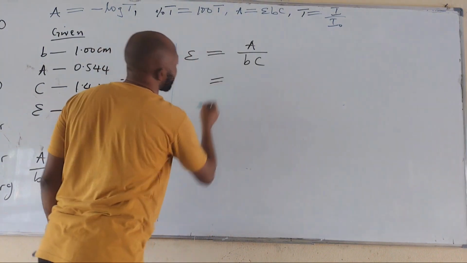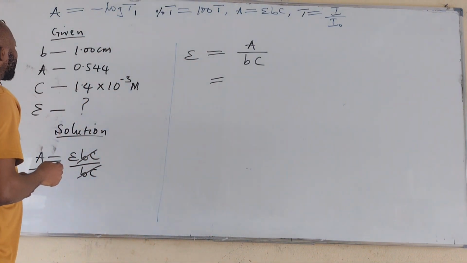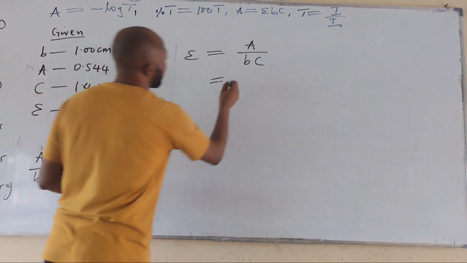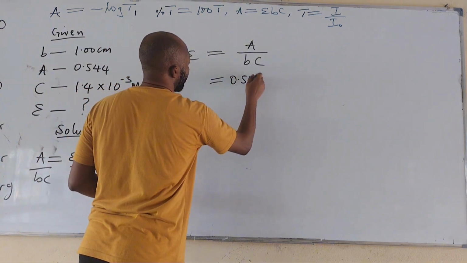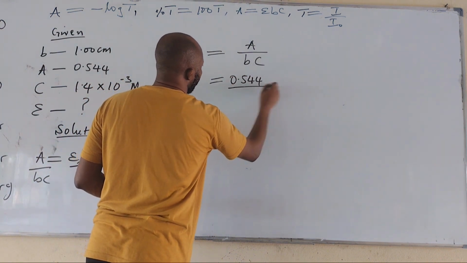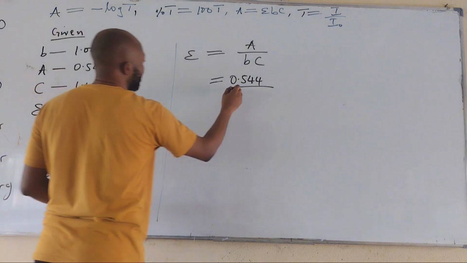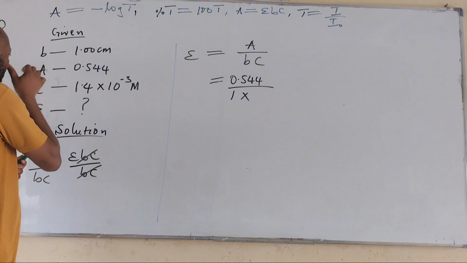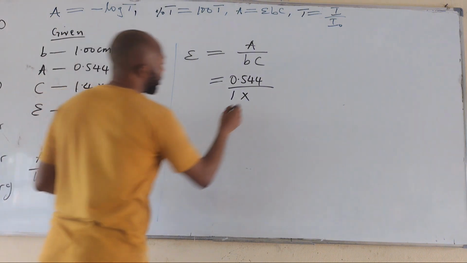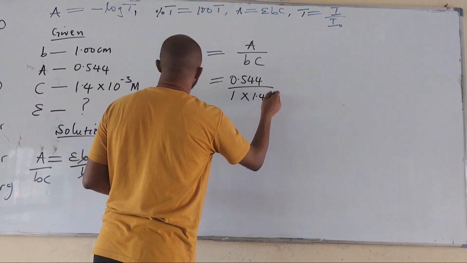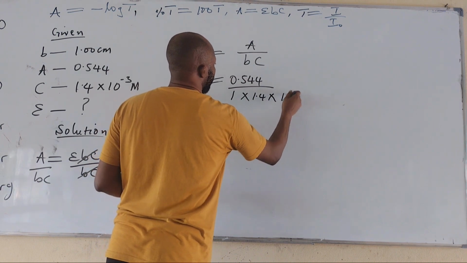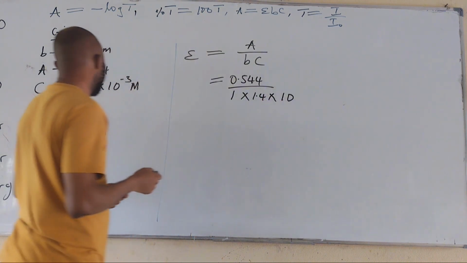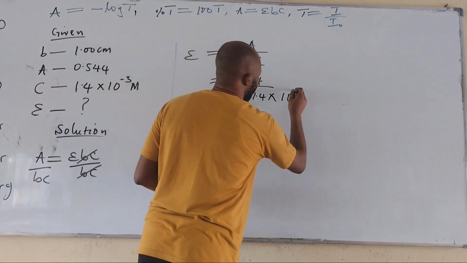Our absorbance is given to be 0.544, over our path length, which is 1, times the concentration C, which is 1.4 times 10 raised to the power minus 3.